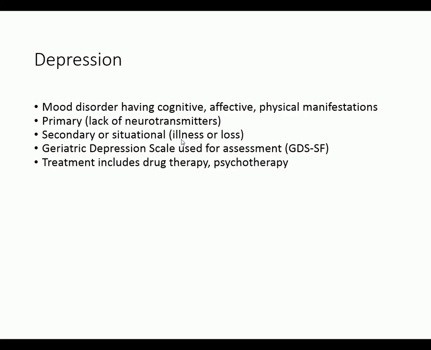Depression is the most common problem among older adults, and it can be cognitive, affective, or physical in its manifestations. Primary depression is caused by a lack of norepinephrine or serotonin in the brain. And your secondary is considered situational, and it can be caused by sudden changes in the person's life, okay?